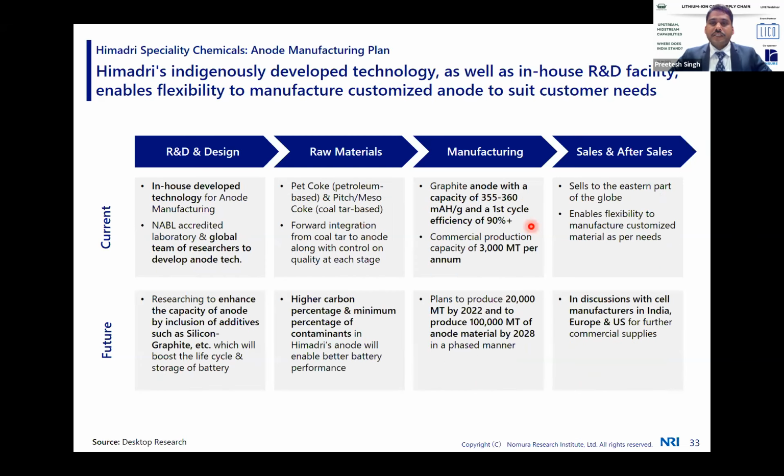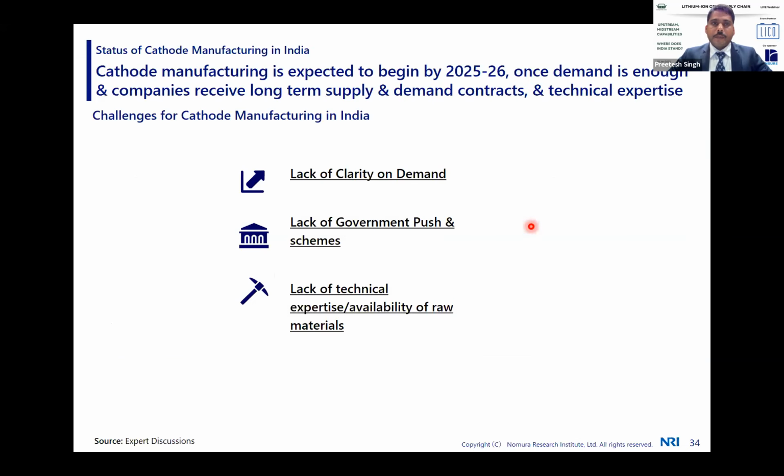Similar plans you can see for Himadri Chemicals also. In future, they plan to produce around 20,000 MT by 2022 and 100,000 metric tons of anode material by 2028, obviously in a phased manner.